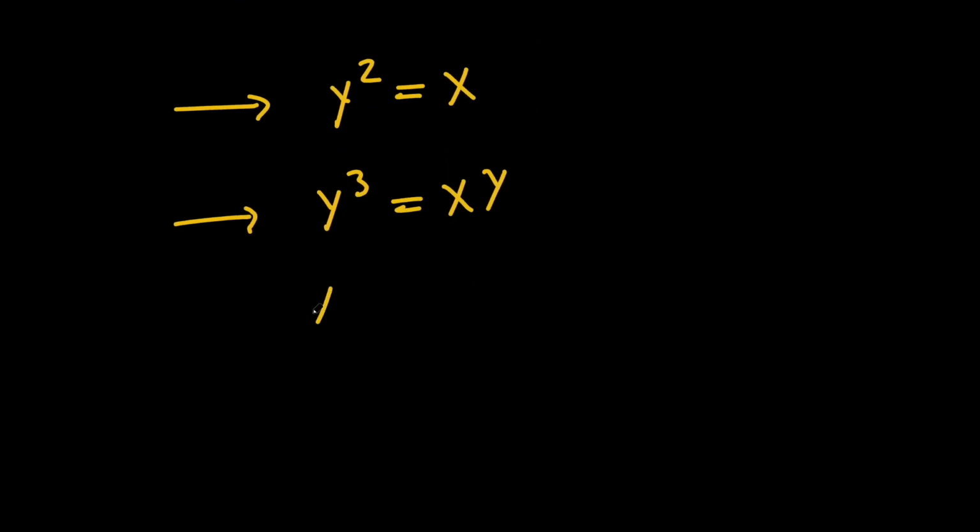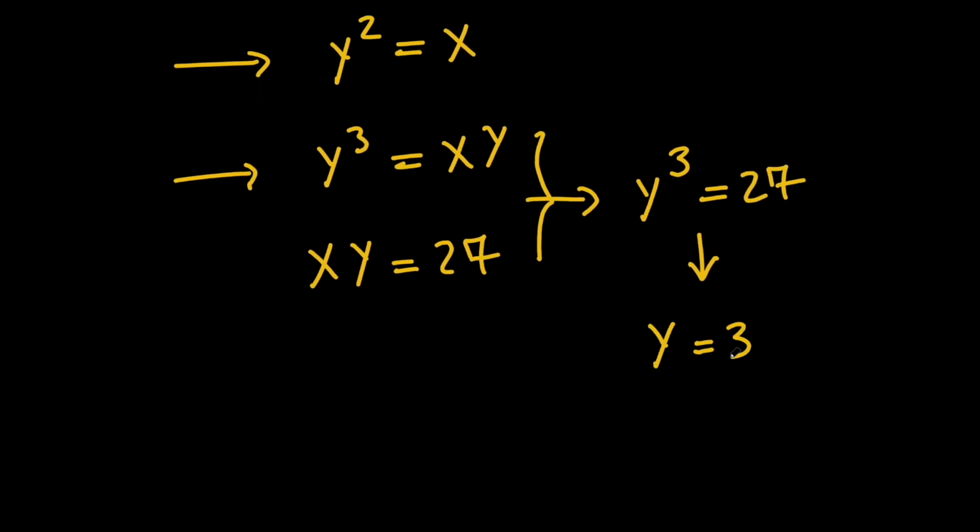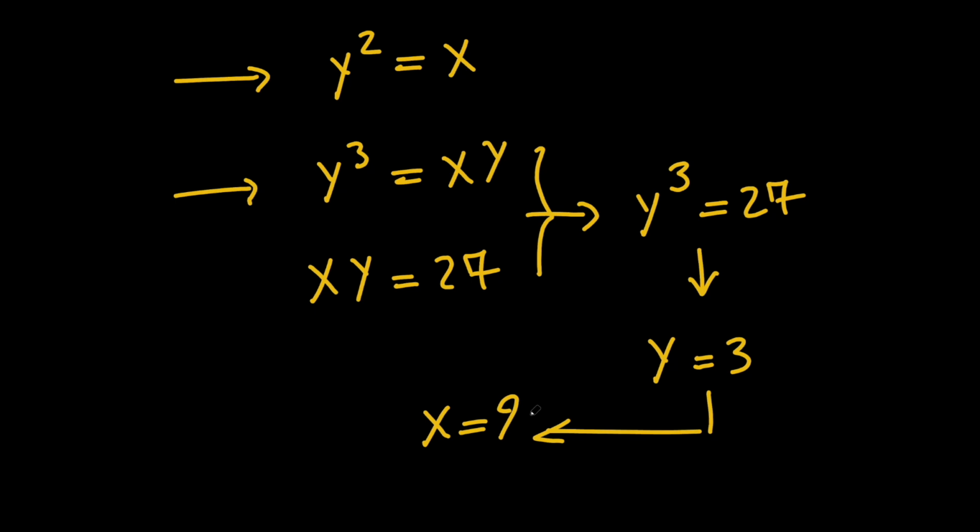But remember that x times y equals 27. Therefore, from both of these, y cubed equals 27, which means that y equals 3, and that means that x equals 9. So y equals 3 and x equals 9 is the second solution to our system of equations.